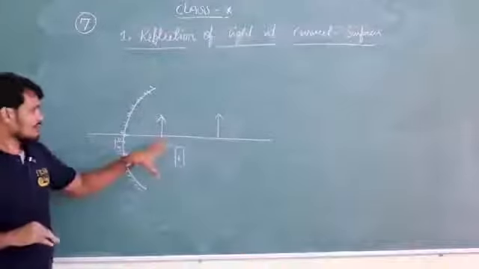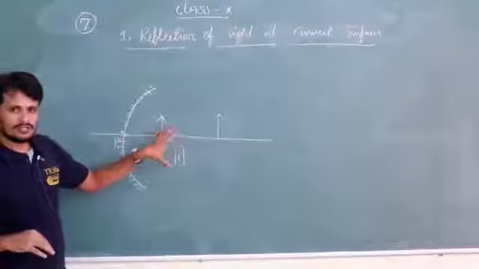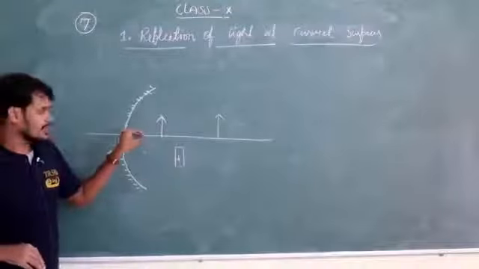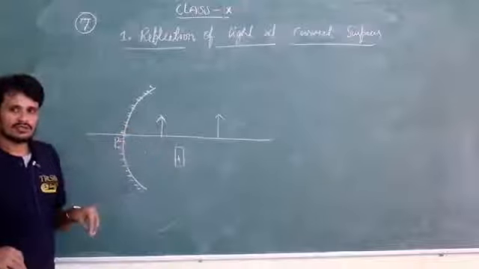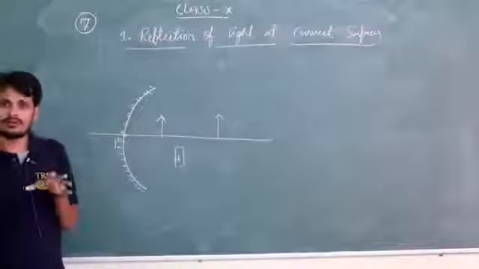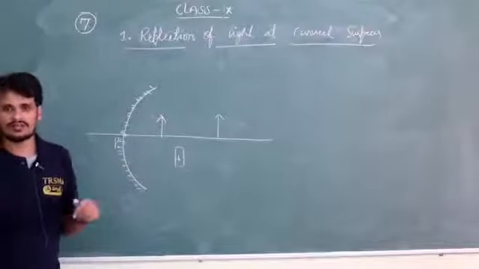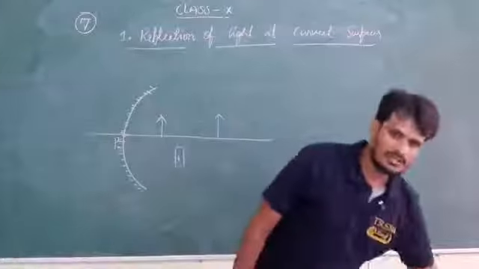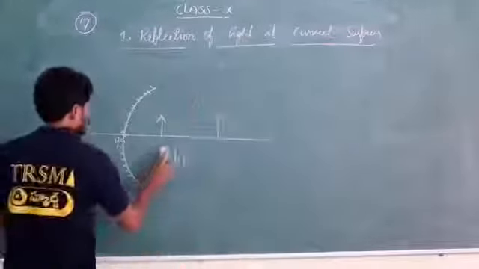Got it? After doing that, you can take out all the distances. Like, what is the image distance and what is the object distance? I haven't explained that yet. Let's first see what the image distance and the object distance are.